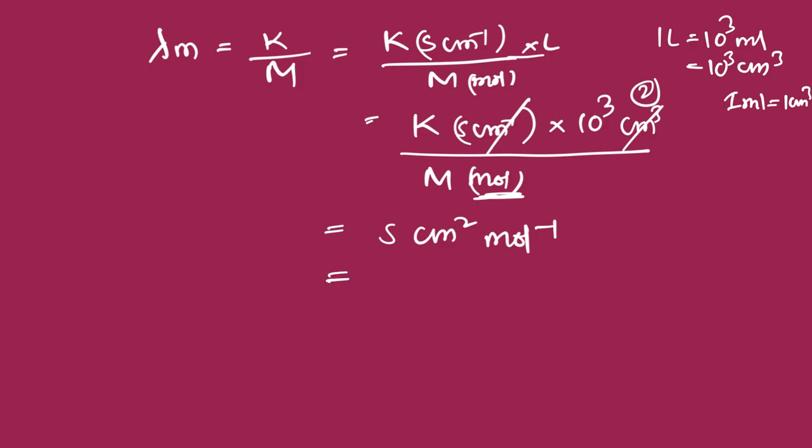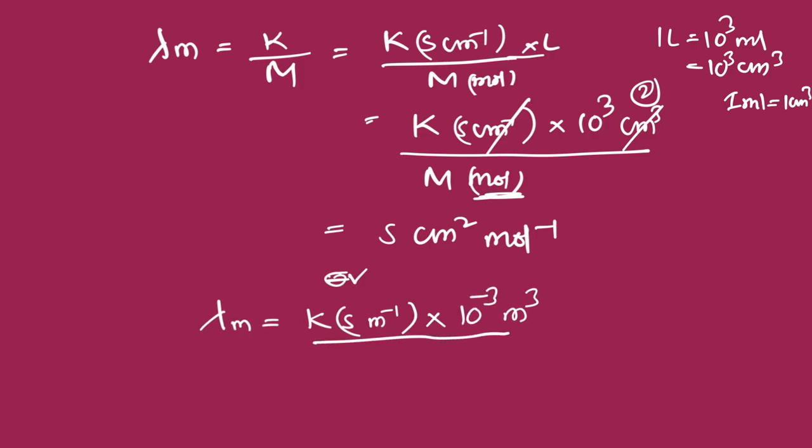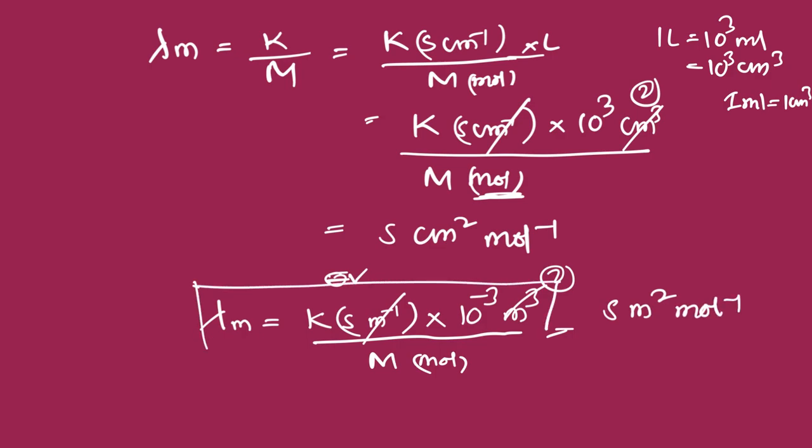In case meter cube is used, then lambda m is equal to k Siemens meter inverse. That time, 1 liter is equal to 10 power minus 3 meter cube. The denominator m is in mole. What is the unit now? 1 cancels, then 2 is left: Siemens meter square mole inverse. So according to the units, you have to decide which formula to use.